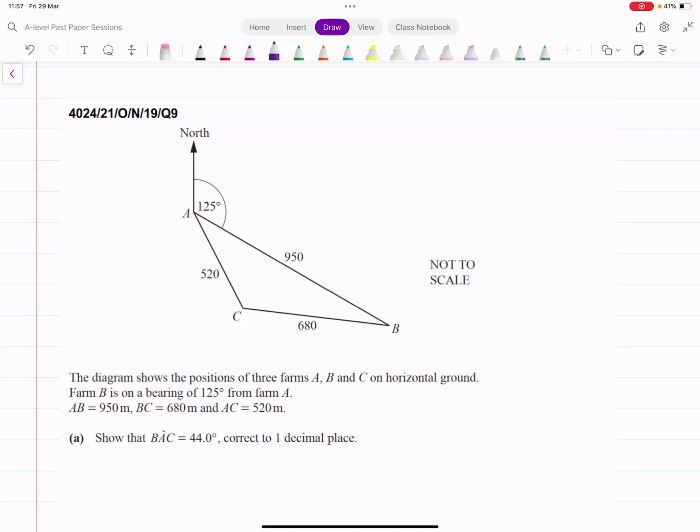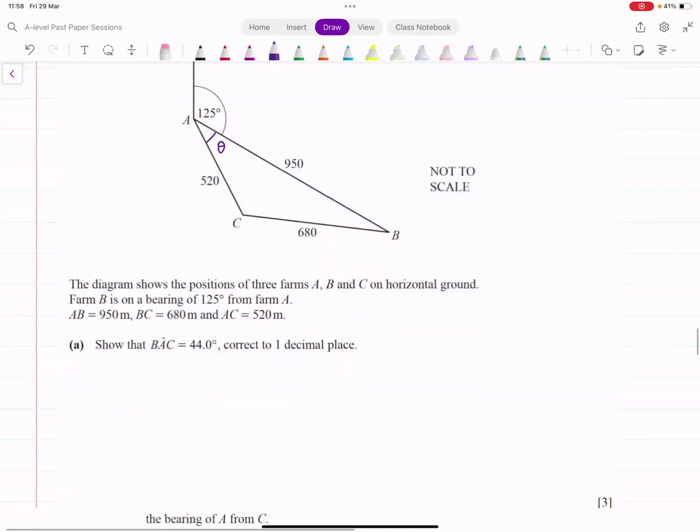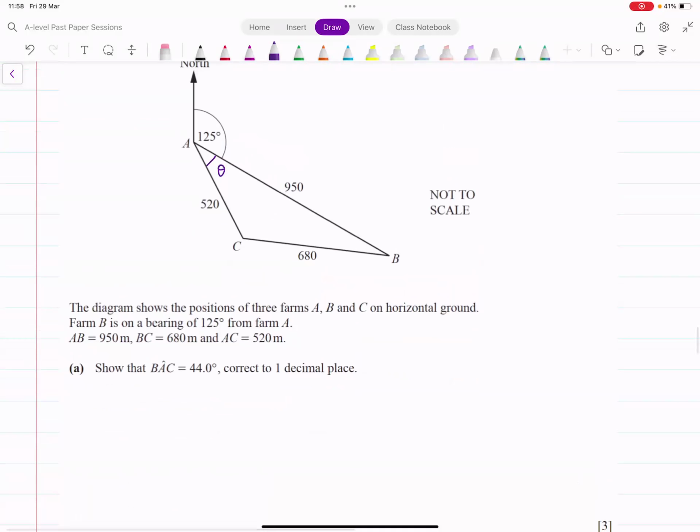Okay, so what information do we have? We have a triangle, we have all three sides in the diagram given. We need to show that angle BAC is 44 degrees. Now, it's the simple application of cosine rule. So I'm going to do this very quickly. Let's call this angle theta. Let's input values in the formula.